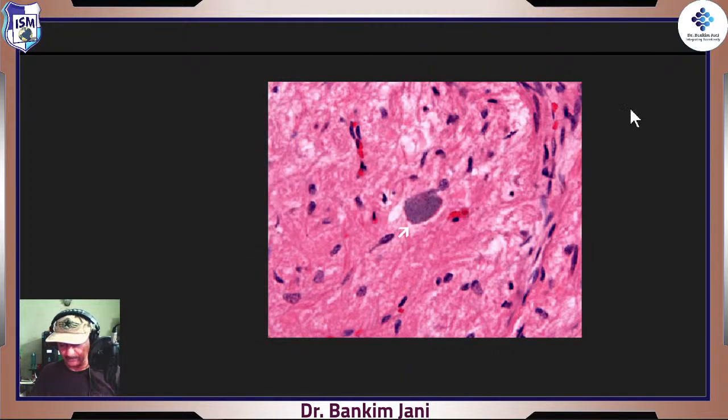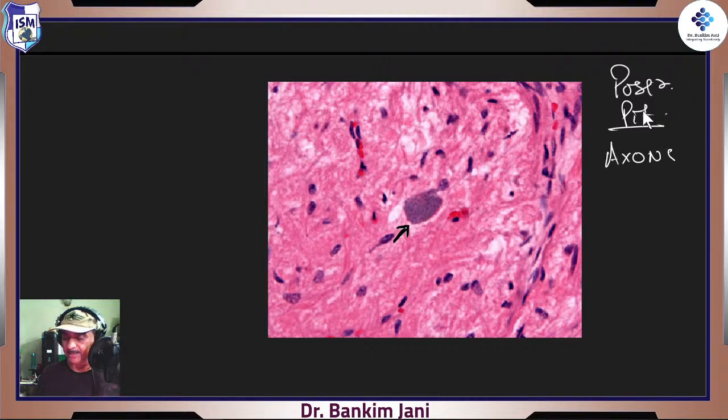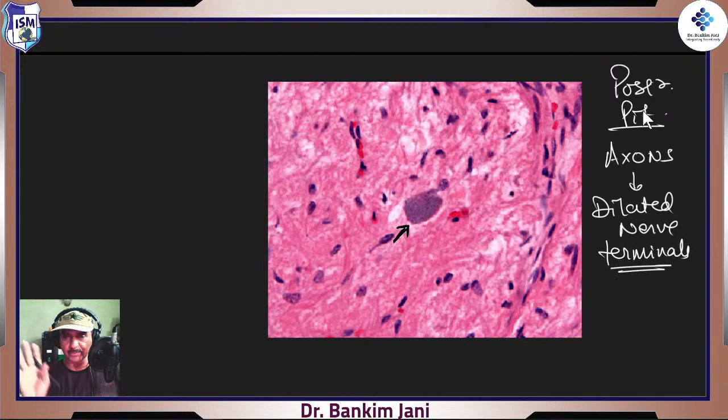Okay, now it is part of our notes. See, in this, this is herring body, right? You remember that herring body? What was herring body? This is part of posterior pituitary. That's what we are watching. In the posterior pituitary, there are axons, and in these axons there are dilated nerve terminals, right? And why should they be dilated nerve terminals? Dilated nerve terminals because hypothalamus said, see, I am producing some hormones, right?